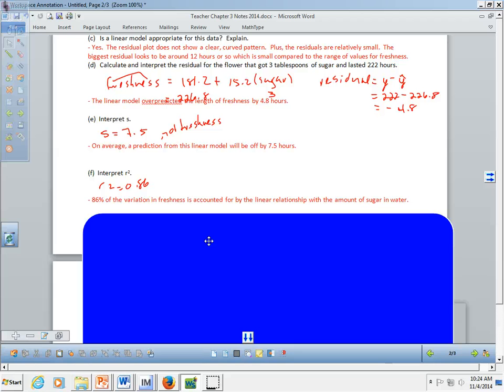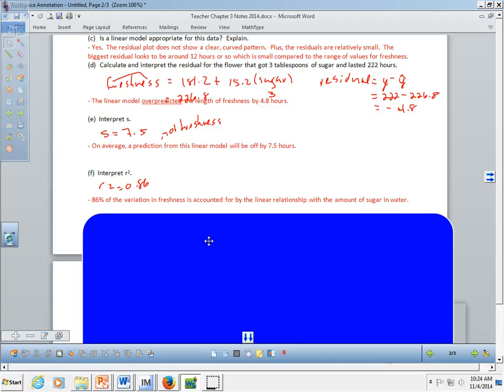And that would be sufficient. Okay, 86% of the change in the length of time of freshness is accounted for. That means 14% of that variation is due to factors that we're not considering right now. It's just another way to look at it.